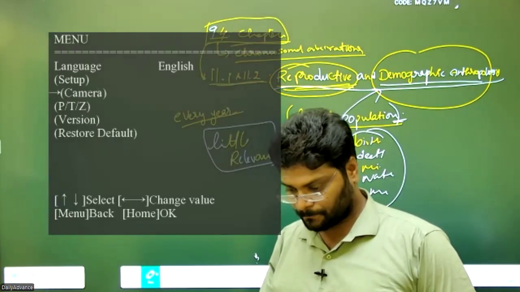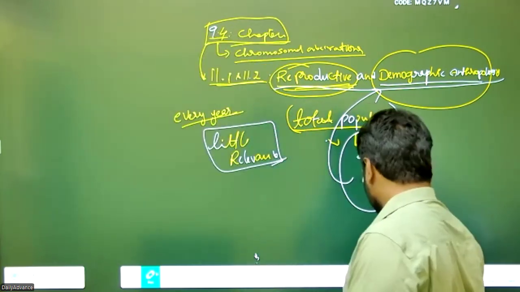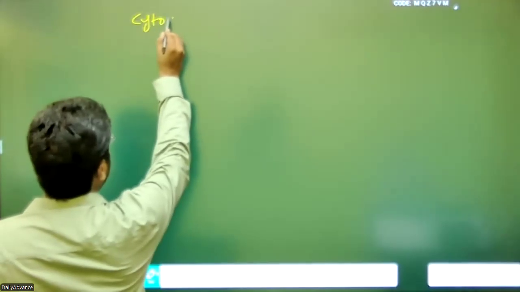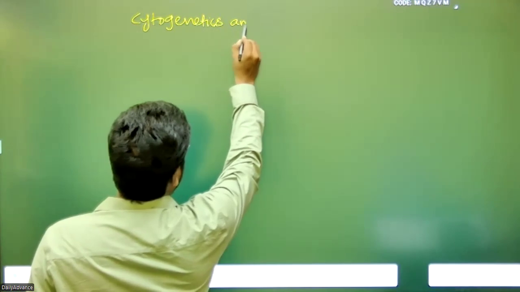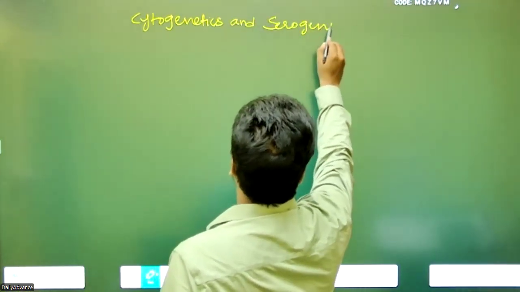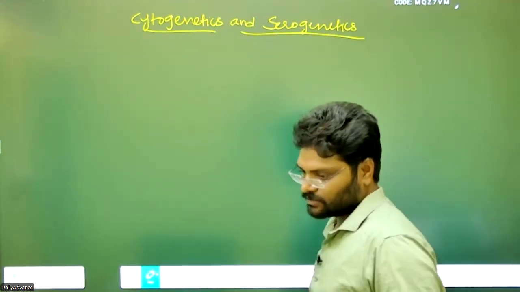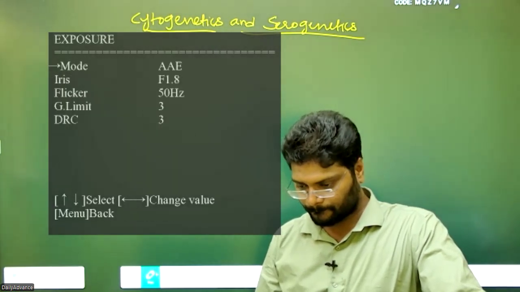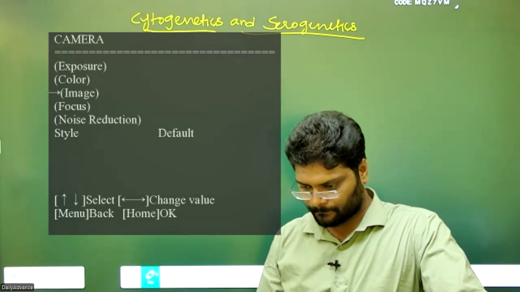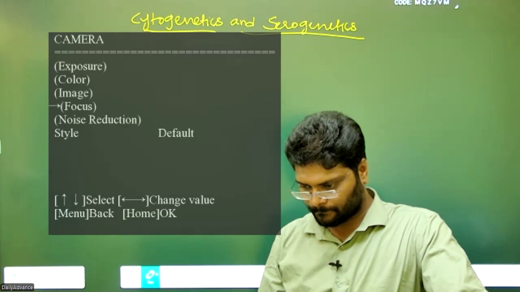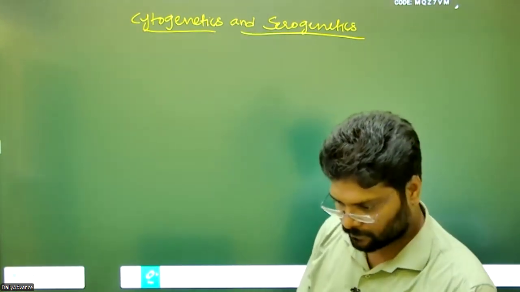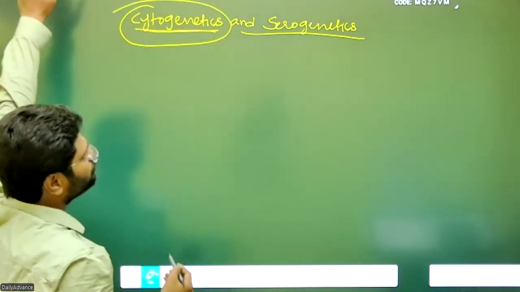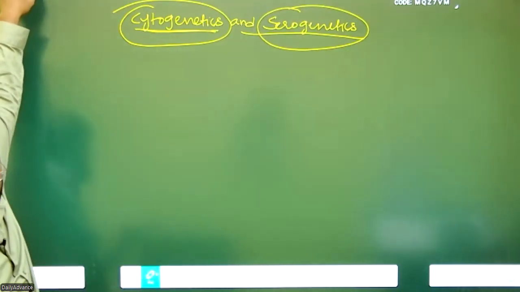So is it visible to you? Okay. So what are today's topics? Cytogenetics and serogenetics. What do you mean by cytogenetics and what do you mean by serogenetics? Cytogenetics itself is a branch, serogenetics itself is a branch. These are the two sub-branches within the genetic studies.